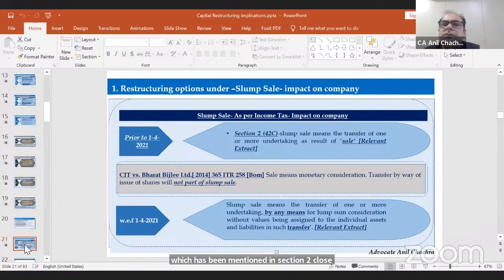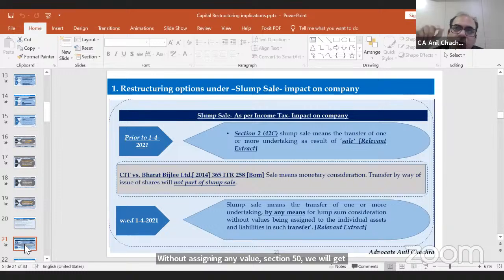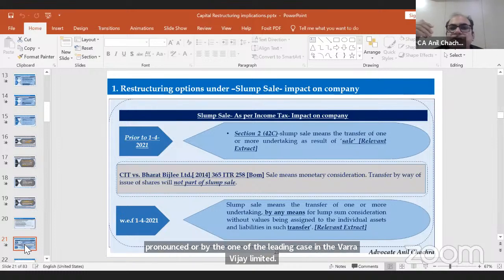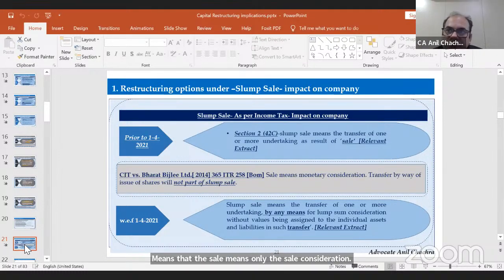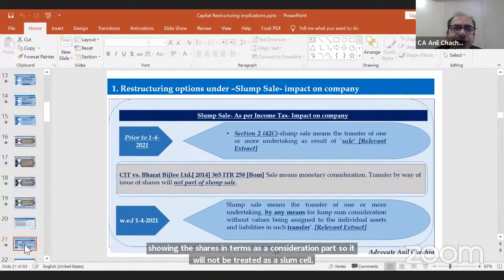It says that it means the transfer of one of the undertakings as a result of sale, right? Without assigning any value, section 50B will apply for the calculation of the capital gain tax. But now the question is how the capital restructuring will be impacted due to this slump sale. Prior to the 2021 Finance Act, the definition specifies that slump sale means transfer of one or more undertakings as a result of sale. The sale definition, which has been judicially pronounced in one of the leading cases, Bharat Bijli Limited, means that the sale means only the sale consideration. If a company wants to transfer its assets or the undertaking to another company by issuing shares as consideration, it will not be treated as a slump sale. So issuance of shares will not be treated as part of the slump sale.